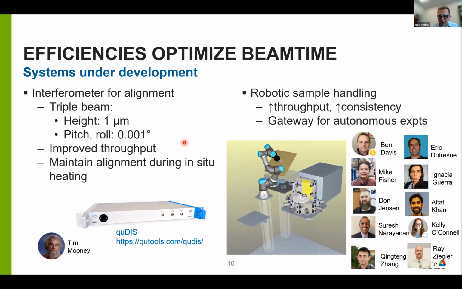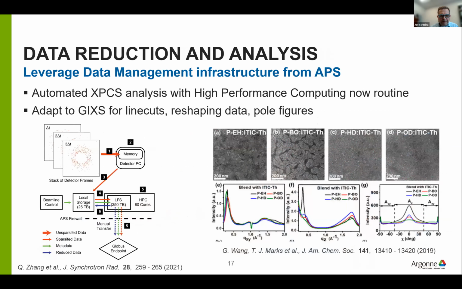And the robot will mostly aid in boosting throughput and consistency, and can be a gateway for autonomous experiments, but I think that's going to come more into play for GISAXS, GIWAXS.